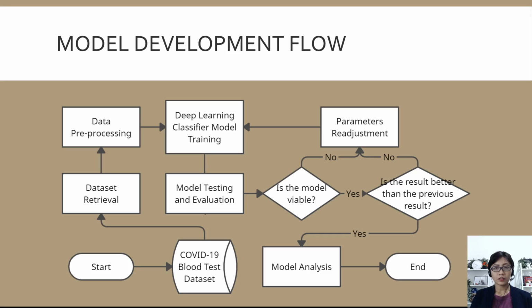This is the flow that we perform during the model development. We start with collecting the COVID-19 blood test datasets, and then we perform some pre-processing, and then we continue with deep learning classifier model training, and then model testing and evaluation. Is the model viable? Yes. And is the result better than previous results? Yes. Then model analysis, and then end. What happens if the model is not viable? Then we adjust the parameters.